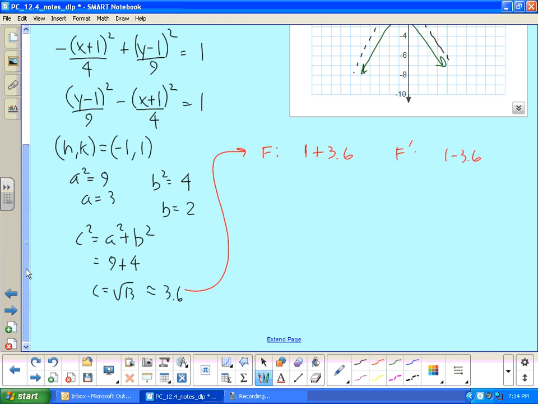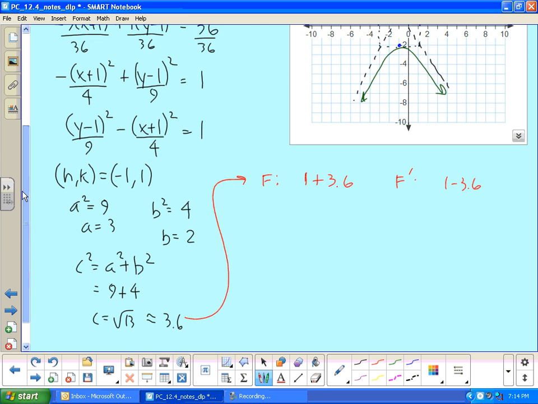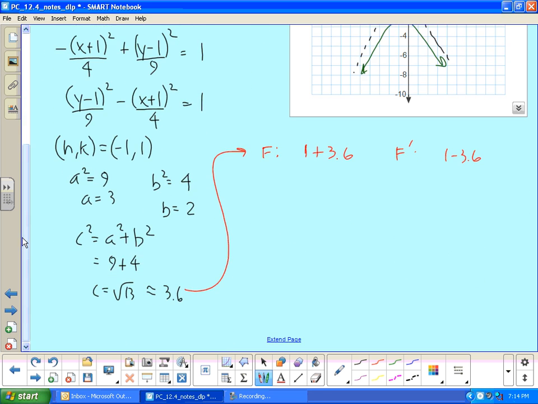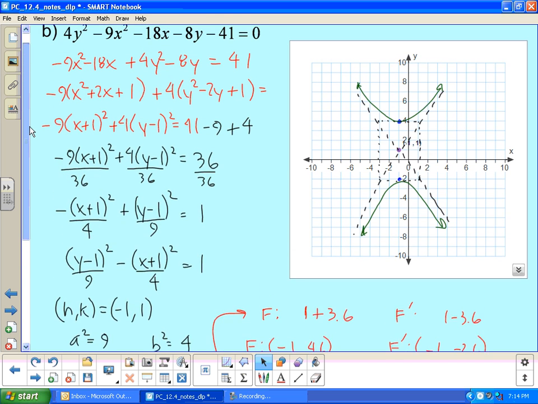So my foci is going to be a 0, C value, because my transverse axis is up and down versus right and left. All right, so in terms of the y coordinate here, we get a 4.6. What's the x? The x is the -1 that we've shifted. That's our h value. Over here, we have a 1 minus, so that's a -2.6 and a -1. So there's our F and our F prime foci relative, again, to our original axis. There's our graph.